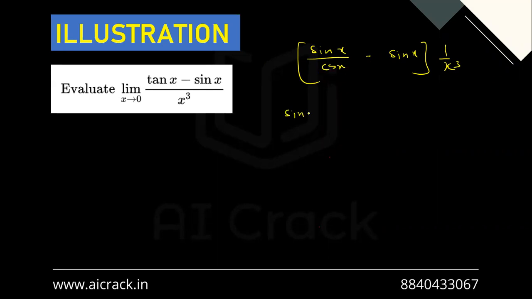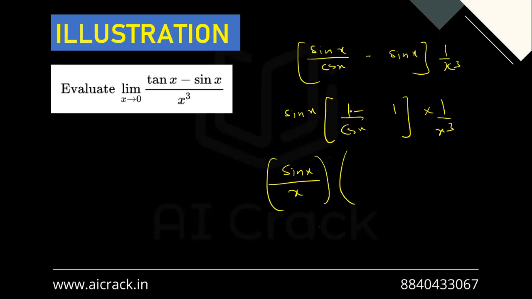Now let's take sin x as common. I'll get 1 by cos x minus 1, into 1 by x cube. Now I can see something is forming over here. So basically sin x by x, I'll take x over here. So this becomes favorable. Now what will happen? 1 minus cos x, I'll take x square over here. That also becomes favorable.